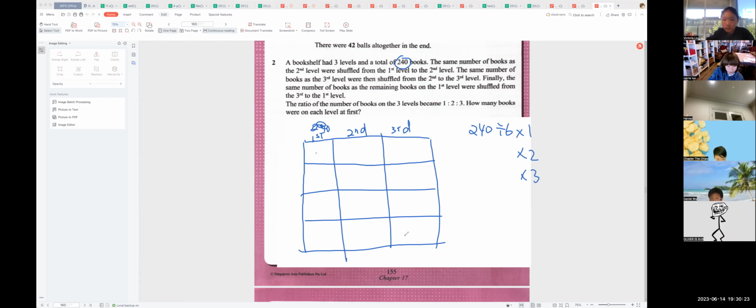So the same number of books at the third level were then shuffled. Oh, sorry, the first one is 我们首先先把第一个，它是3到1，对不对？他说我们怎么分呢？The same number of books as the second moved to the first, and then third to the second, then first to the third, right? So we're back to, so this is how we get it.